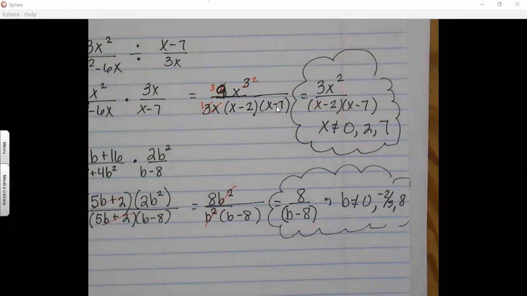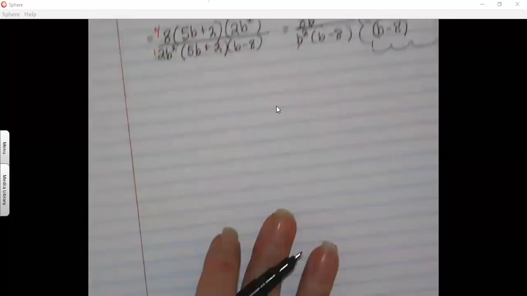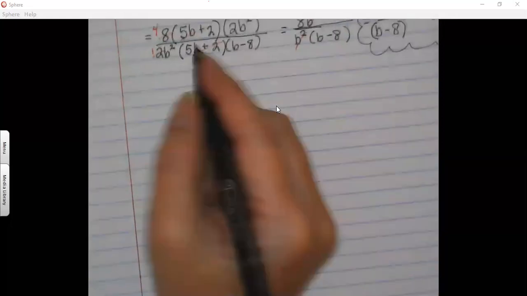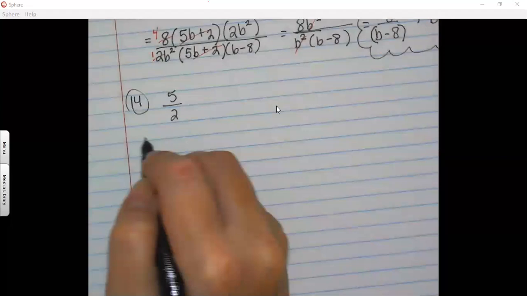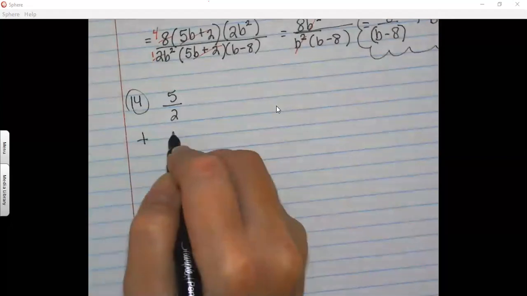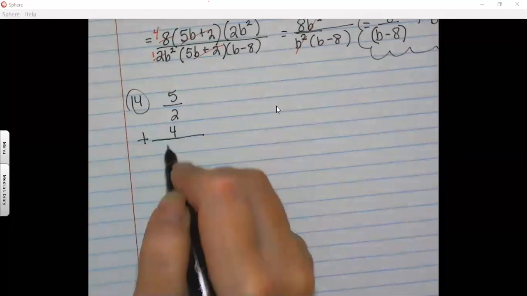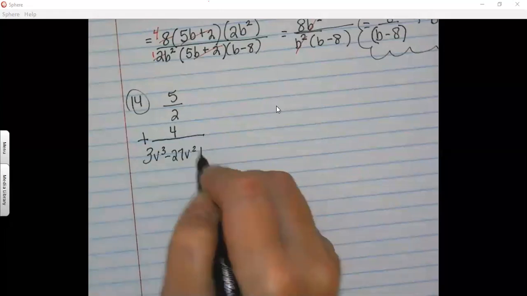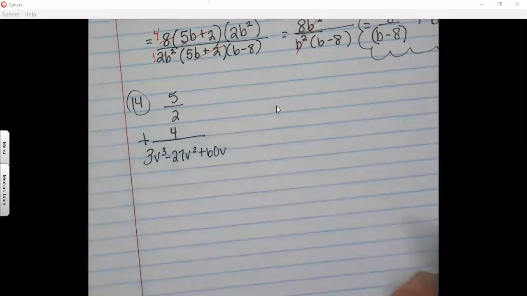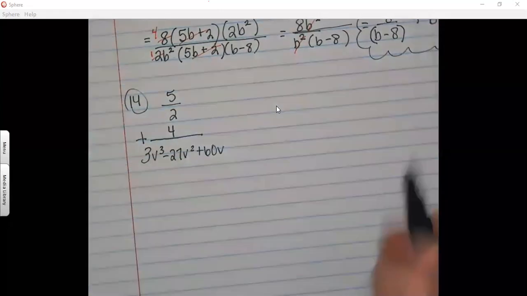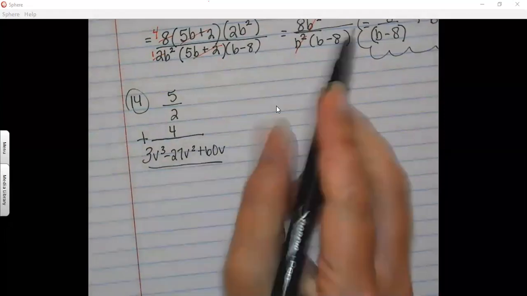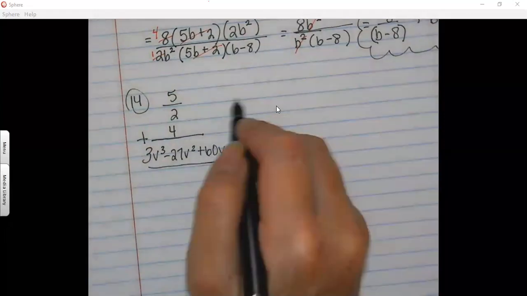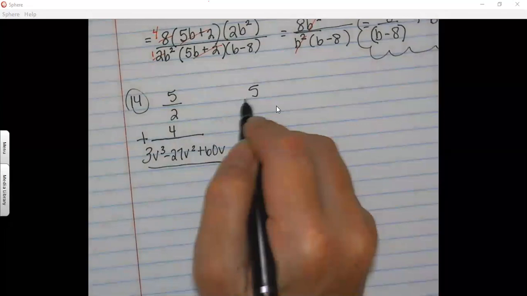So let's start with 14. And again, I like to write mine vertically. Okay, before I determine a least common denominator, I bet I can factor the denominator of that bottom fraction. So let's put that in factored form first, and then we'll find a least common denominator. I'll do that down here.